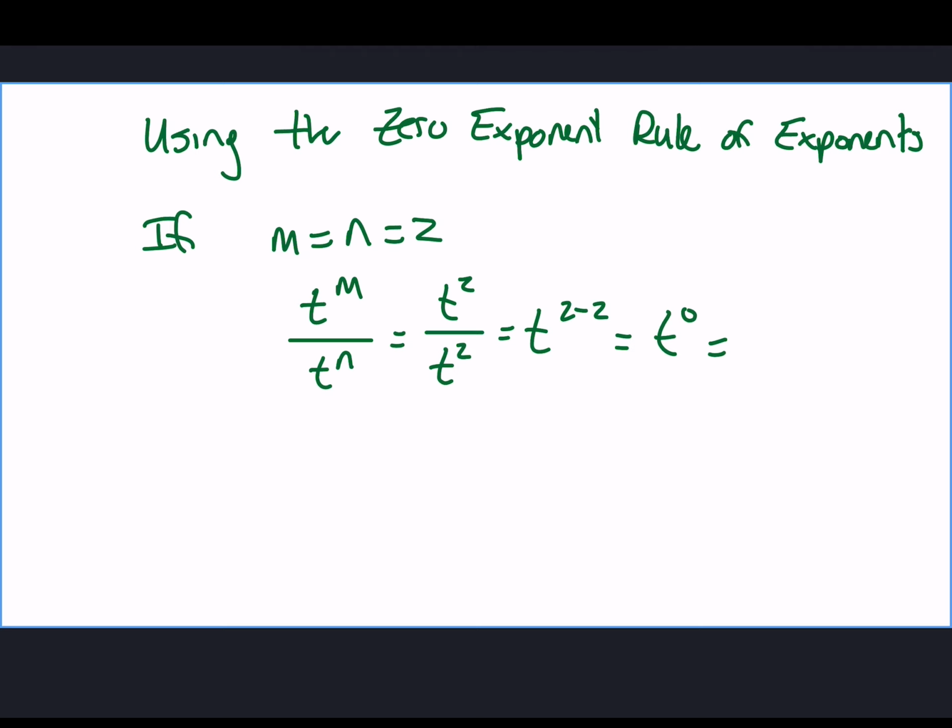Well, if we look back at this step, t squared is a number. Do you agree with that? Divided by itself. What's a number divided by itself? It's 1. A number divided by itself is 1. So t to the 0 power is equal to 1. So any non-zero number, as long as t is not 0, raised to the 0 power, you get 1. So let's define that.